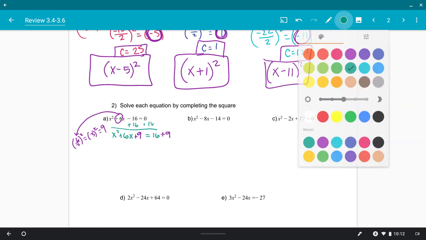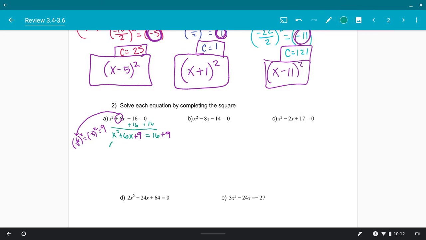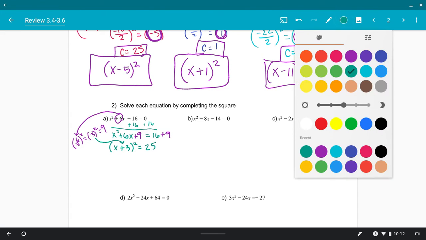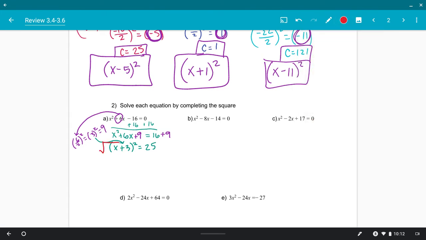Then we skip down one step, and we go x plus 3, I use the shortcut, squared equals 25. And then it wanted us to find the solutions, so we can go ahead and do that. I'll do the work in red here. So we're going to square root and square root. So you get x plus 3 equals 5, but also x plus 3 equals negative 5, because the square root of 25 is 5 and negative 5.